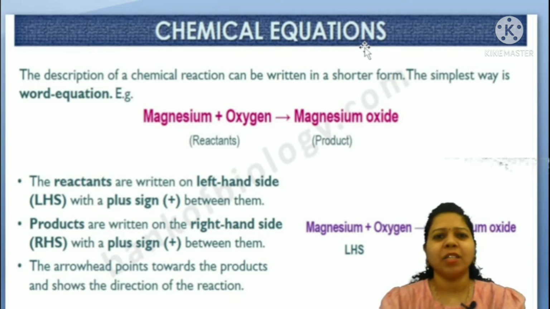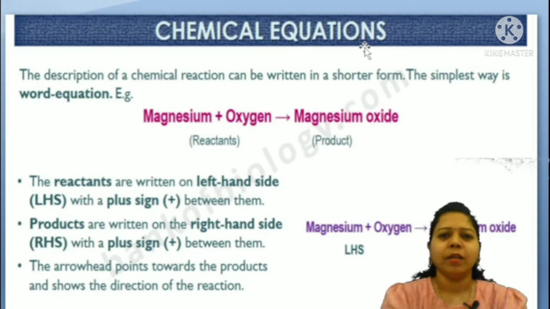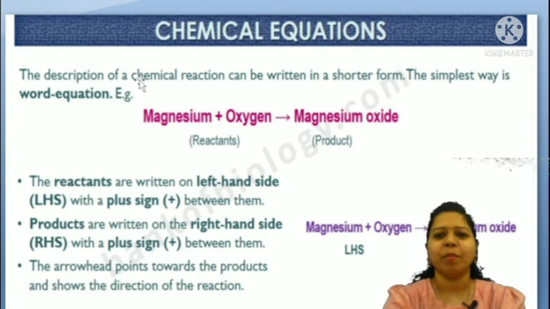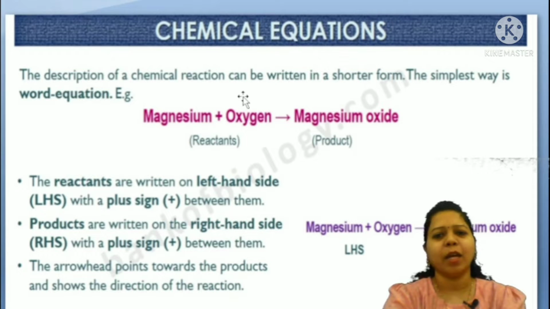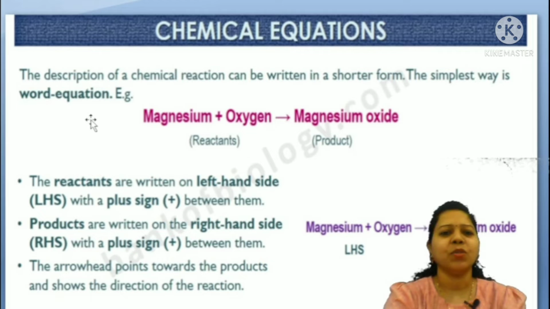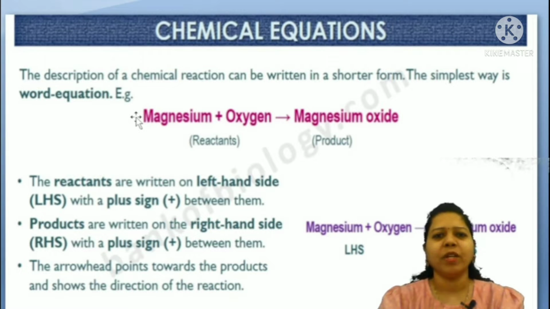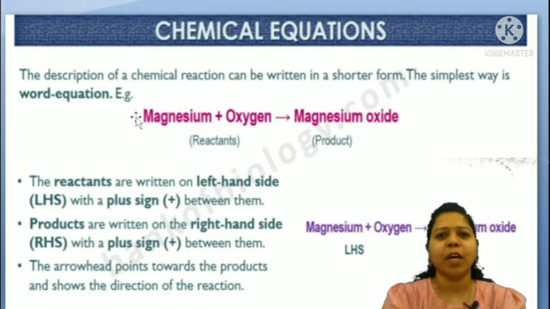Expression of a chemical reaction is known as a chemical equation. The form in which we are writing the chemical reaction is known as a chemical equation. The description of a chemical reaction can be written in a shorter form. The simplest way is a word equation. When we are using words to write a chemical equation, then we say that it is a word equation.